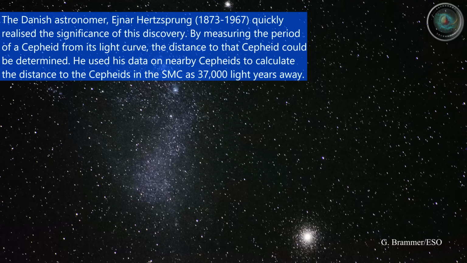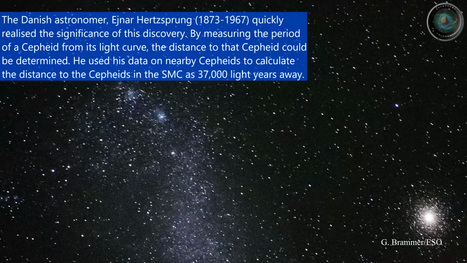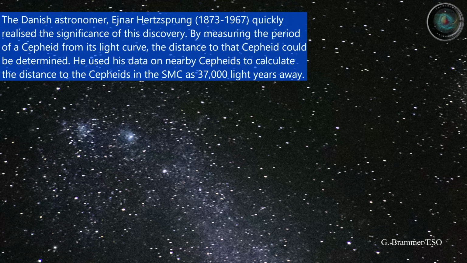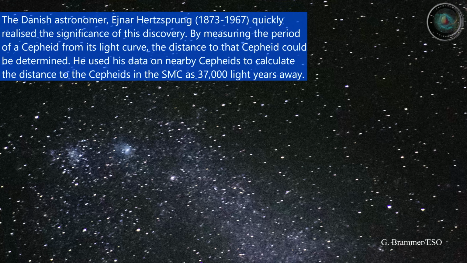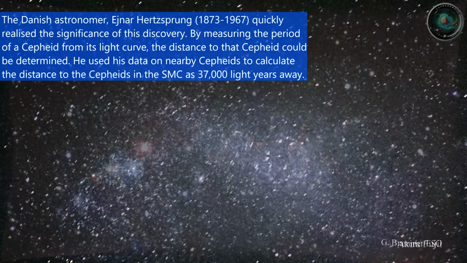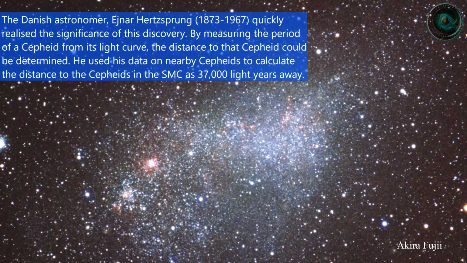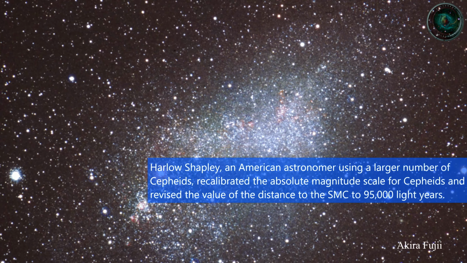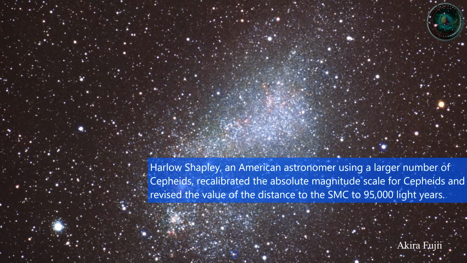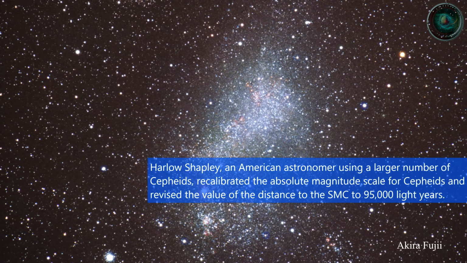The Danish astronomer, Ejnar Hertzsprung, quickly realized the significance of this discovery. By measuring the period of a Cepheid from its light curve, the distance to that Cepheid could be determined. He used his data on nearby Cepheids to calculate the distance to the Cepheids in the Small Magellanic Cloud as 37,000 light-years away. Harlow Shapley recalibrated the absolute magnitude scale for Cepheids and revised the value of the distance to the Small Magellanic Cloud to 95,000 light-years.